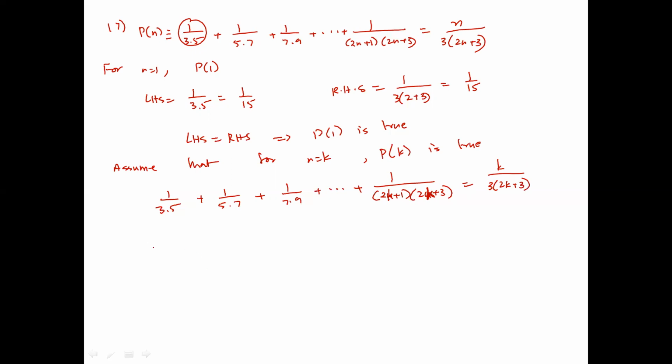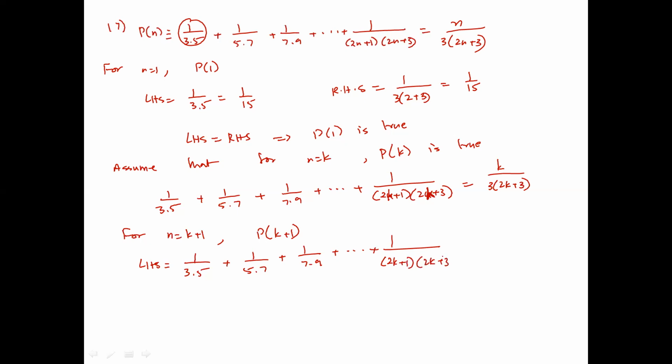Now after k, we have k plus 1. So for n equal to k plus 1, we will prove P of k plus 1 by starting with the left hand side, that is 1 by 3 into 5 plus 1 by 5 into 7 plus 1 by 7 into 9. Then I will put n as k, so I'll have 1 by 2k plus 1 into 2k plus 3, plus, now I will put n as k plus 1: 1 by 2 into k plus 1 plus 1 into 2 into k plus 1 plus 3.